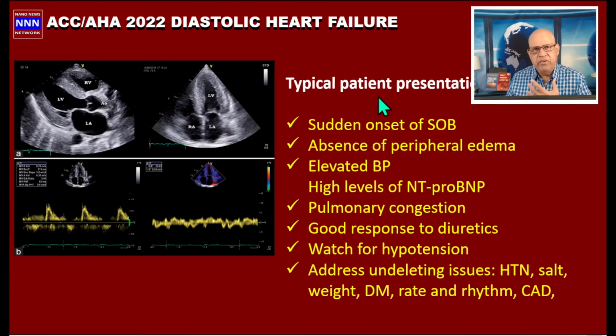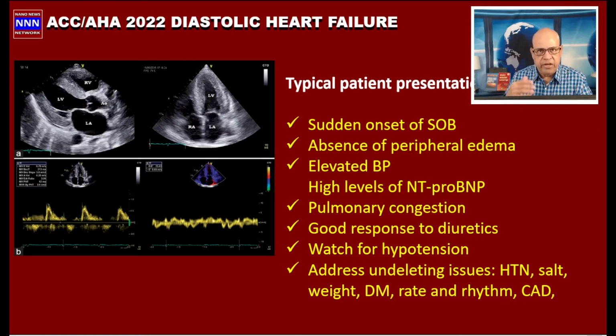A typical patient presentation may include sudden onset of shortness of breath. They were doing fine yesterday, everything was going fine. Today they just went out for a dinner, and in the night they woke up with acute shortness of breath, and in the emergency room you see them with hypoxia, pulmonary edema, and hypertension. They generally have elevated high blood pressure. In fact, they have high levels of NT-proBNP.